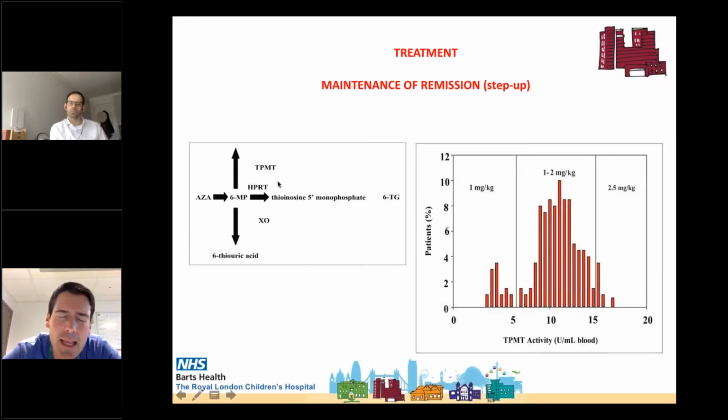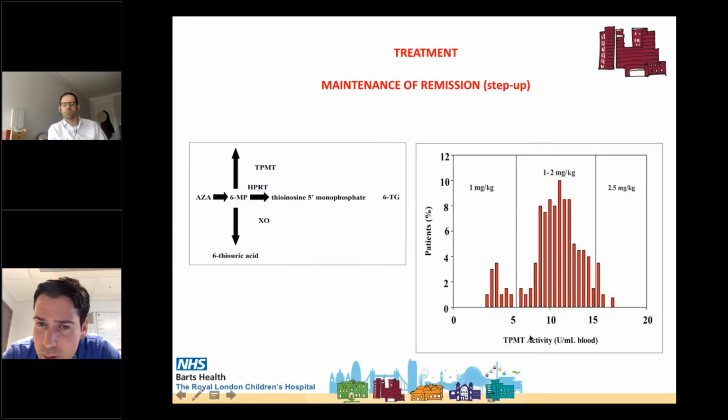So this is a figure just showing you how azathioprine is processed to 6-mercaptopurine. And how 6-mercaptopurine is then metabolized into the active compound and into a toxic compound that you want to make sure are in the right range where you want them to be when you monitor these patients.